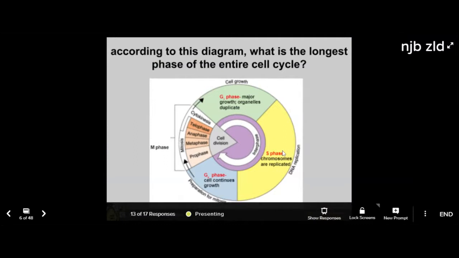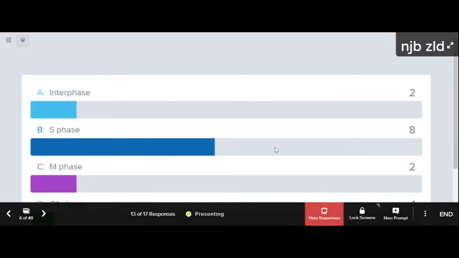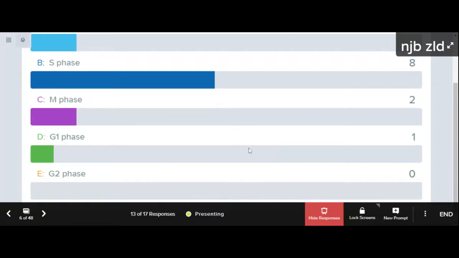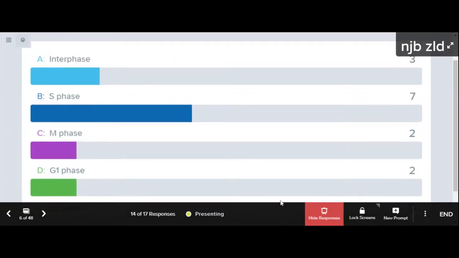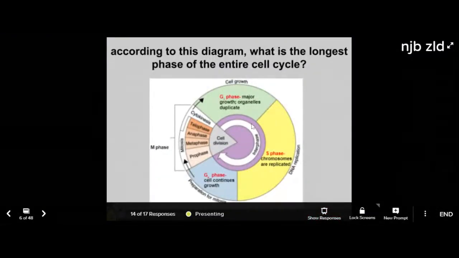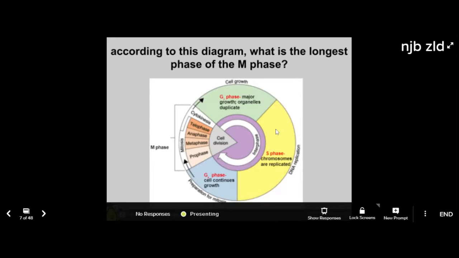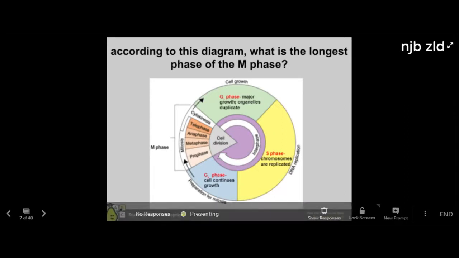Some said S phase. Look at all your options. Look at what the choices are. These people right up here said interphase. Interphase is the correct answer because it incorporates the G1, S, and G2 phases, not just the S phase. While S phase is the longest if you're asking about each of these individually, when interphase was given as an option, interphase incorporates all of these. So you have to pay attention to what the question's asking. Very sneaky.